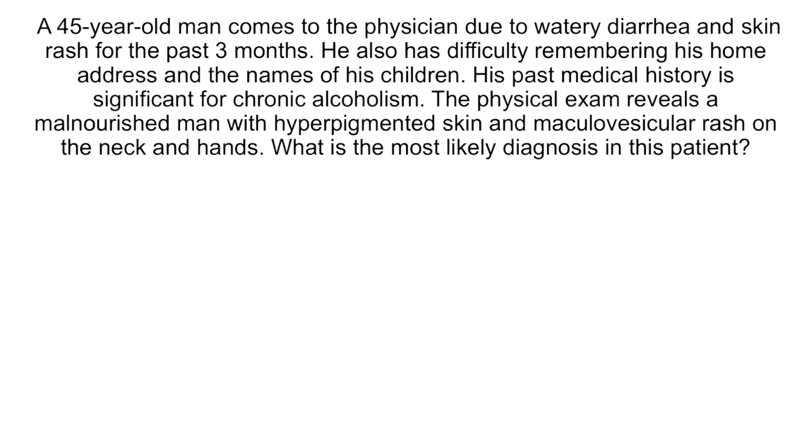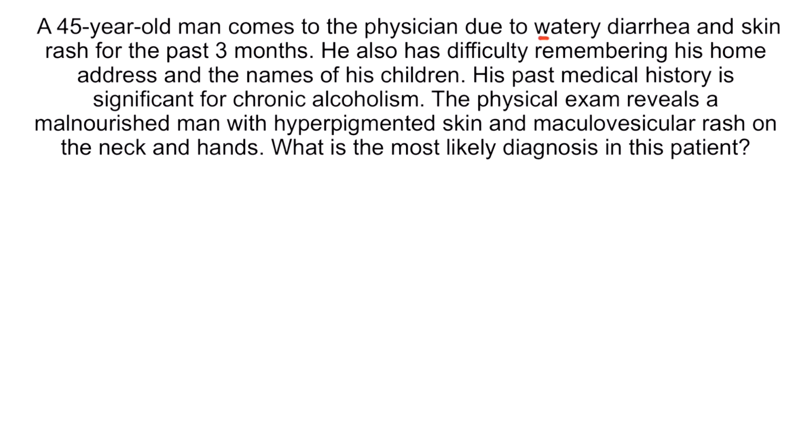A 45-year-old man comes to the physician due to watery diarrhea and skin rash for 3 months. He also has difficulty remembering his home address and the names of his children. His past medical history is significant for chronic alcoholism. Physical exam reveals a malnourished man with hyperpigmented skin and maculovesicular rash on the neck and hands. What is the most likely diagnosis in this patient?